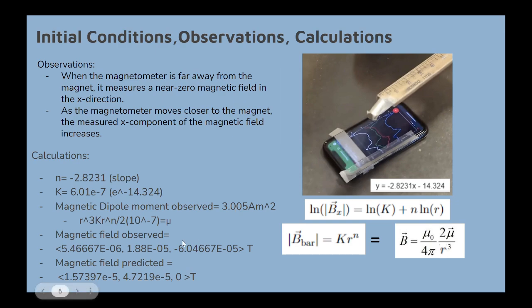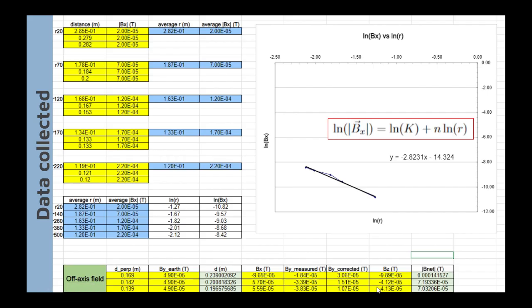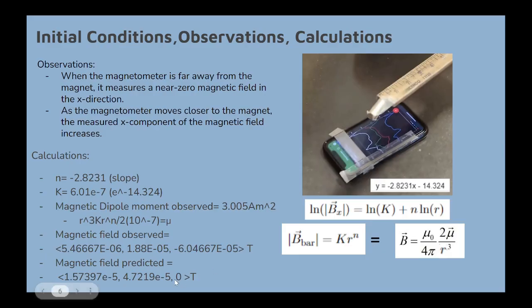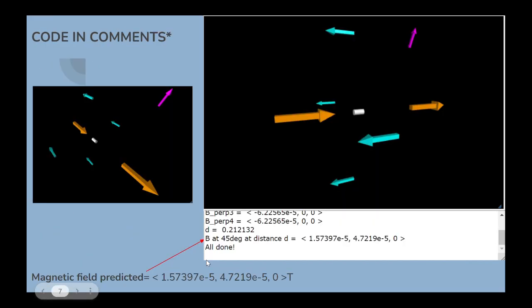And then we have the observed magnetic field, which we got from this data down here. And then we have the predicted magnetic field, which we got from the code, which is right here. So this shows us the magnetic field as a visualization. We have the predicted magnetic field, as shown here.